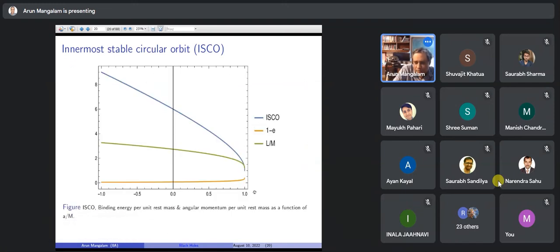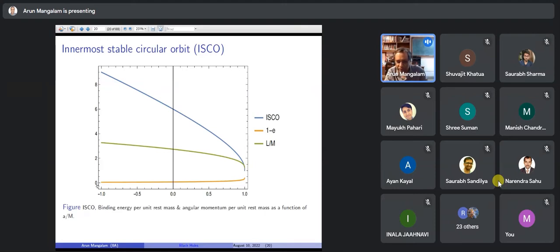So here is the ISCO. You see this blue line, that's the ISCO radius. And then this L over M is the angular momentum, which is also drawn as a function of spin. And then 1 minus E. So this goes from something like 0.3% to 6% to 43%. And it tells you the fraction of energy which can be lost due to a particle falling in. So that's the amount of binding energy in the system that can be lost.